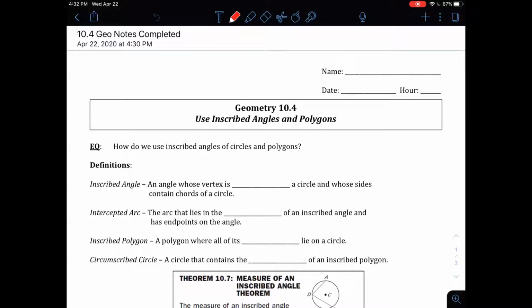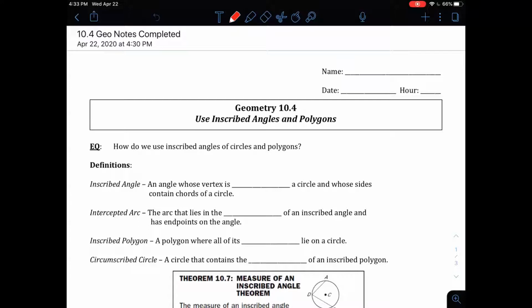We're continuing our lessons for Chapter 10. We are in 10.4 of Geometry. Let's read the name of the lesson. Ready? 1, 2, 3. Use inscribed angles and polygons. Essential question 1, 2, 3. How do we use inscribed angles of circles and polygons?